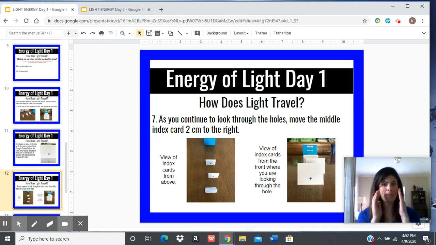So as you imagine you're me looking through my holes, I can see that teal circle. Then I move that middle index card 2 centimeters to the right. What am I seeing now?